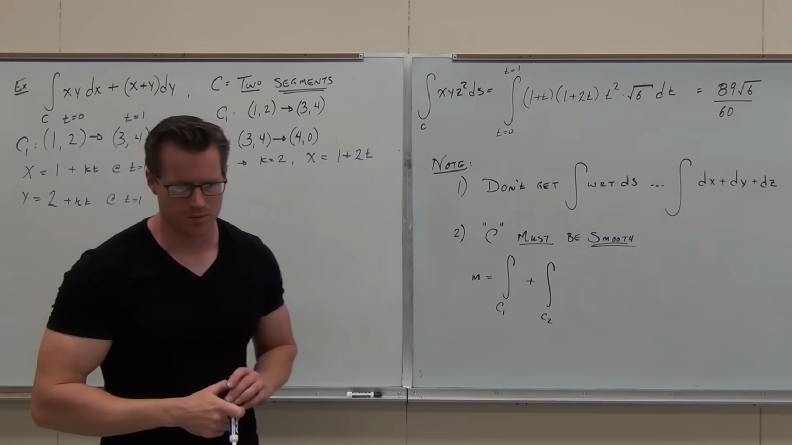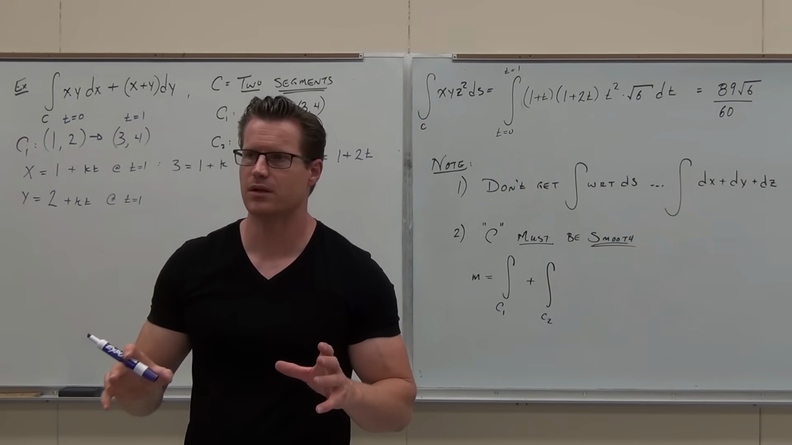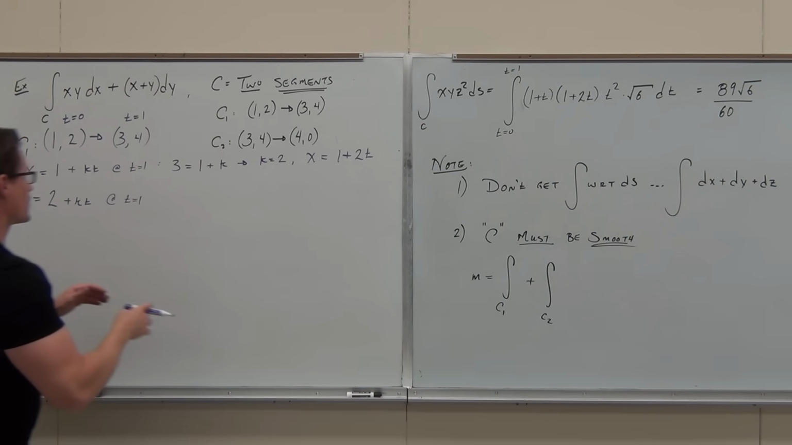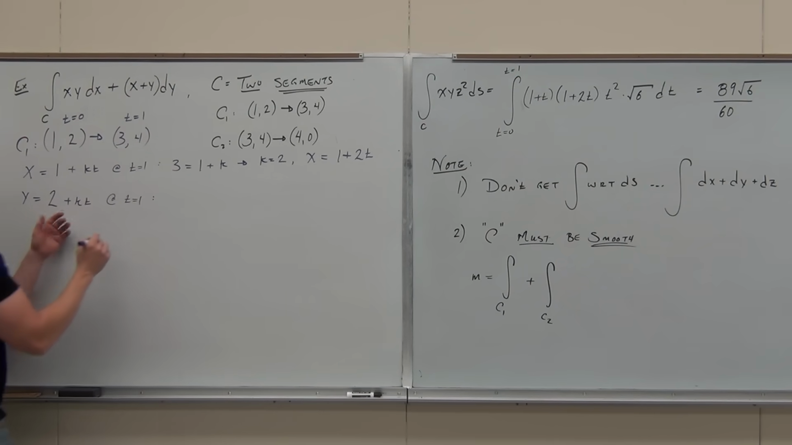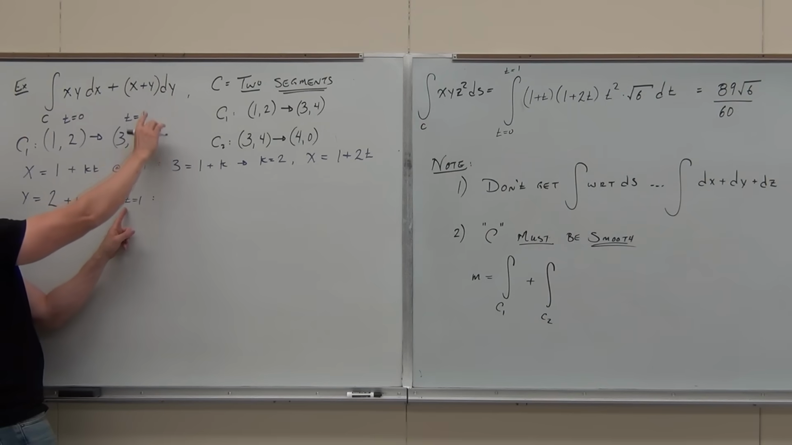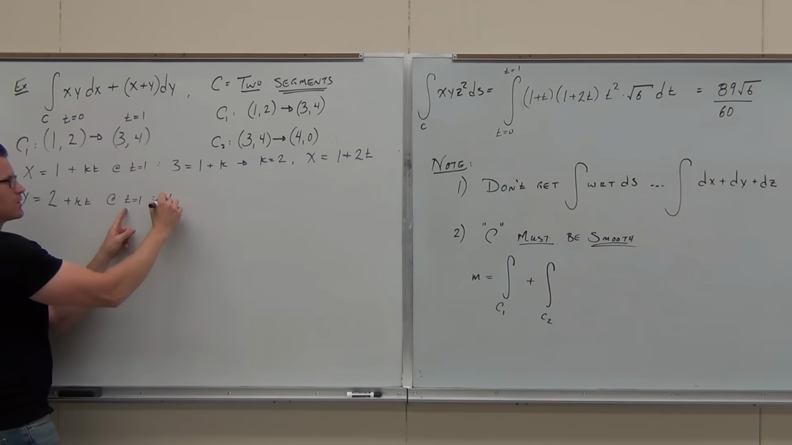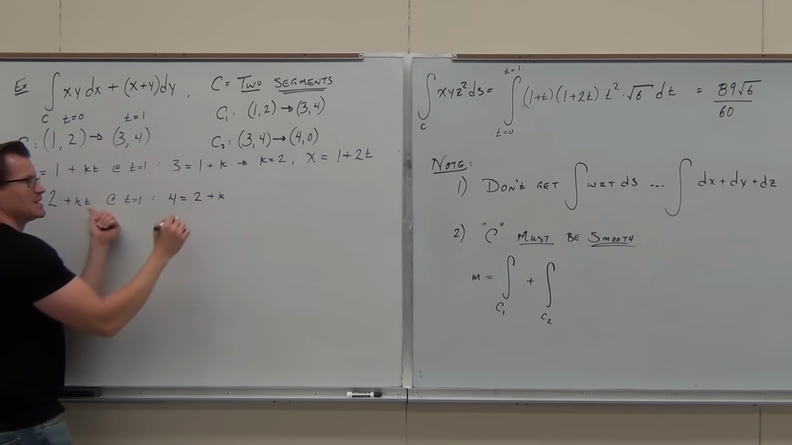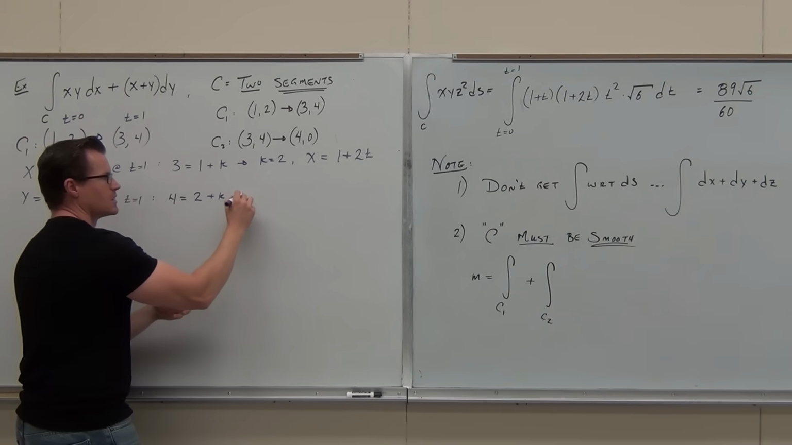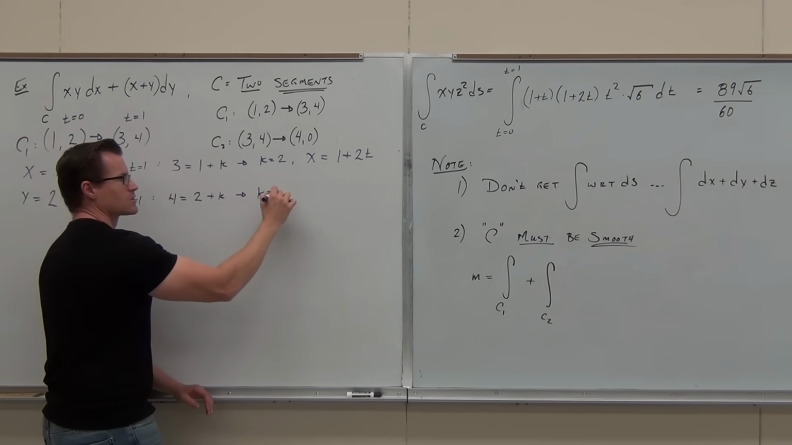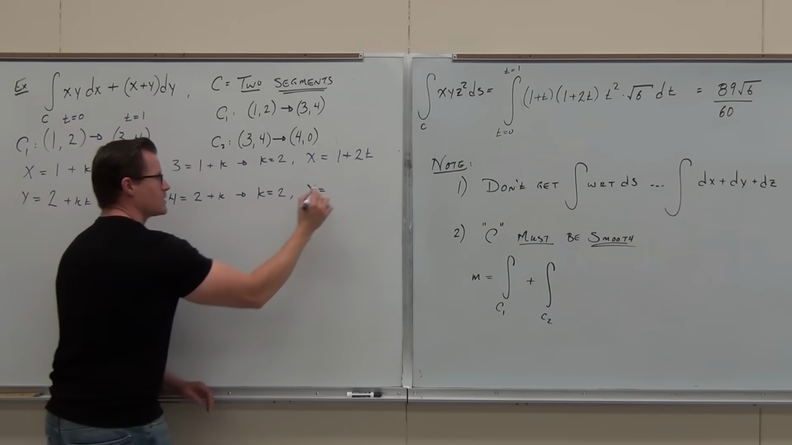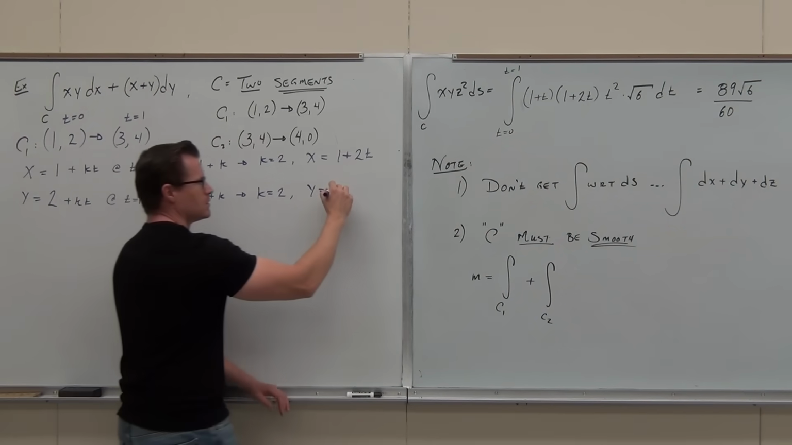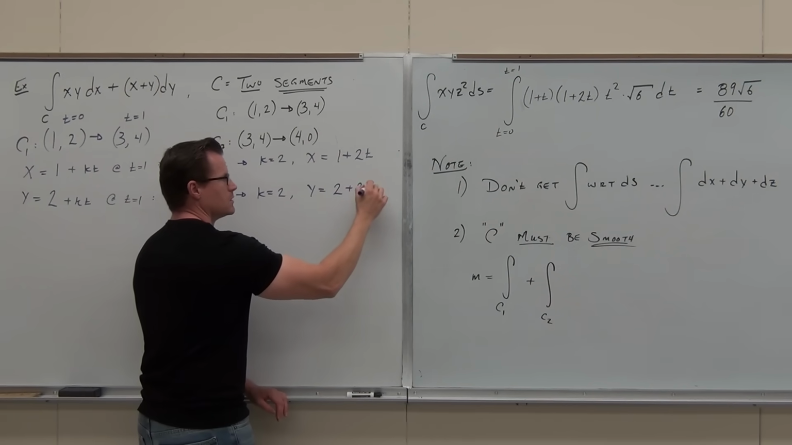Can you verify the 1 plus 2t and be okay with that? Are you guys all right with that one? Okay, well, what about y? Y says at t equals 1, my y value is 4. I still have this 2, I still have the k, but my t value is 1. That's why we pick these nice choices. Therefore, my k value here is also 2, and I get y equals 2 plus 2t.